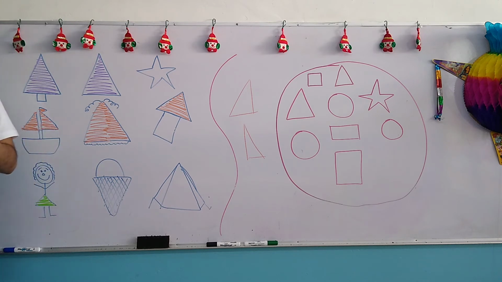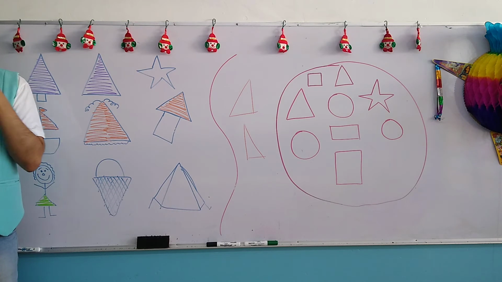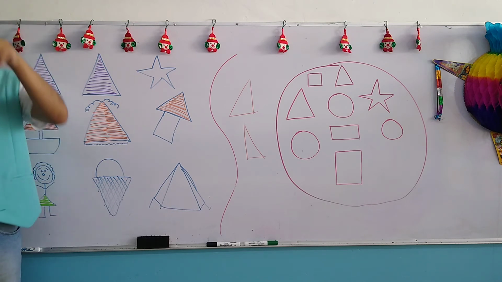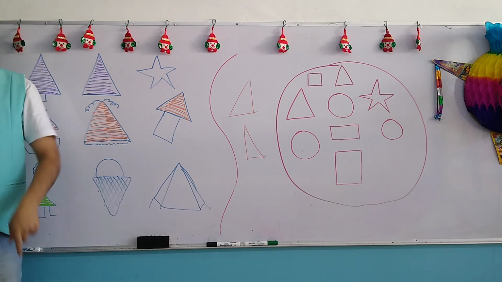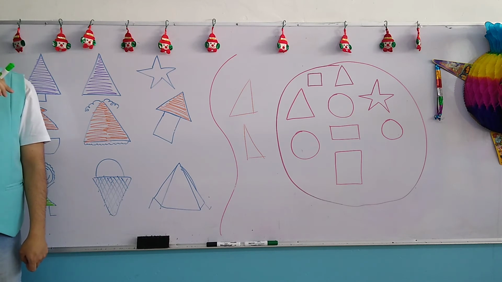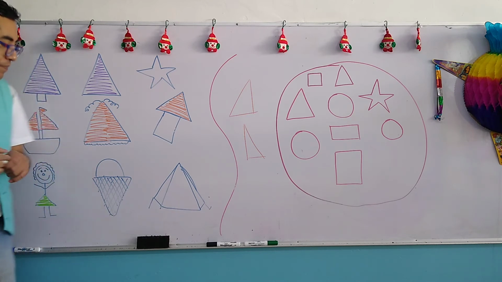Okay, now next to, al lado, we have an ice cream. Now the cone, once again, the cone of the ice cream is a triangle, so we have to paint it.